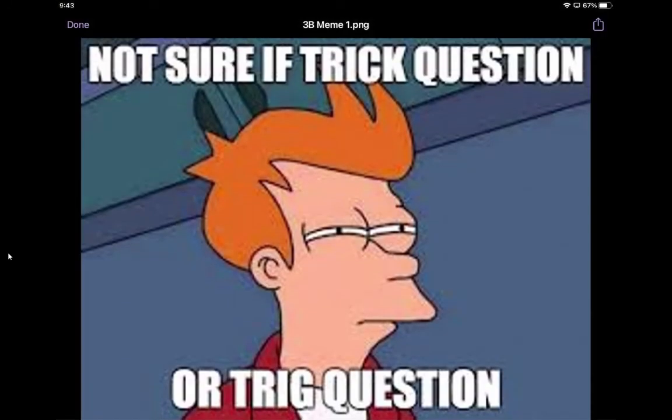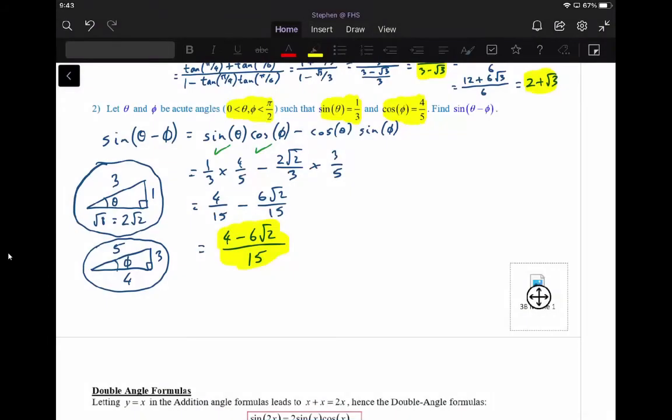Now, of course, after doing questions like that, you might be wondering is it a trick question or is it a trig question? Certainly something to think about as you move through the examples.